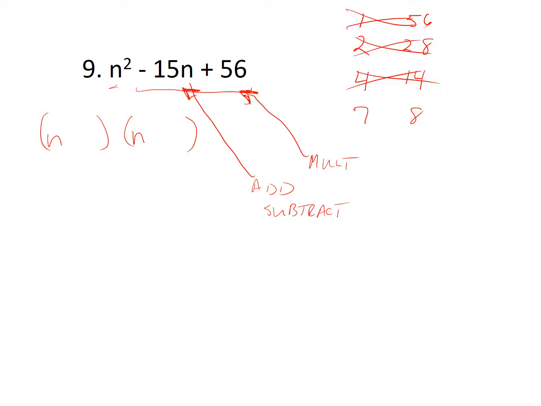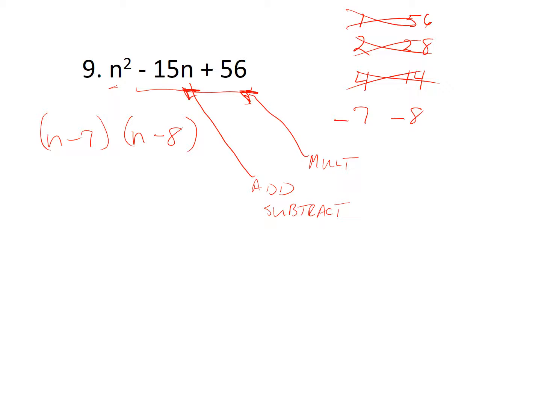All right, so 7 and 8 gives me 56 if I multiply them. If I add 7 and 8, I get 15, which is what I want, but it's not the right sign. I want negative 15, and these are going to give me a positive. But if I made both of those negative, they would add up to negative 15. And if I multiplied them, 7 times 8 is 56, and negative times a negative is a positive. So that would give me the positive 56 that I want. So the two numbers in the factors are going to be negative 7 and negative 8.